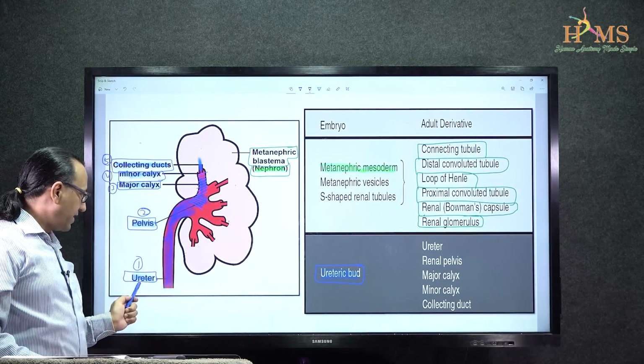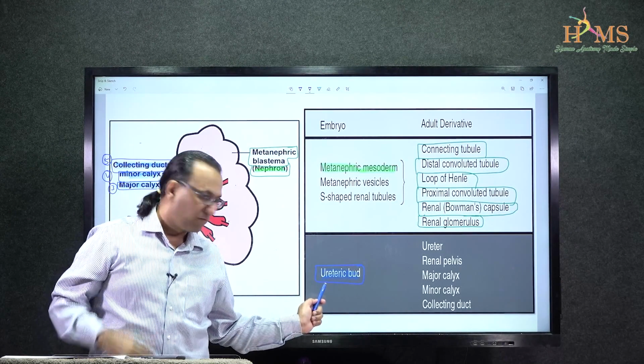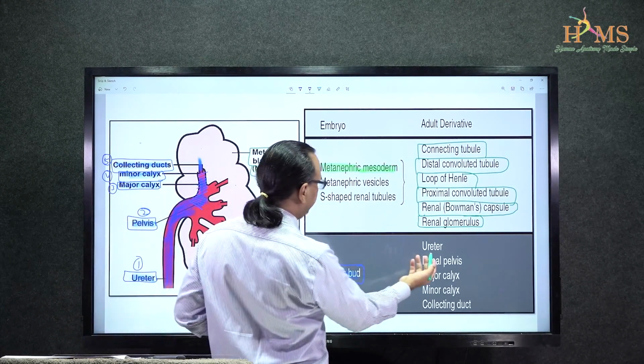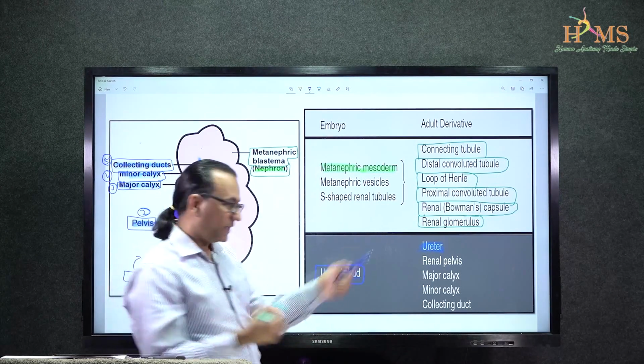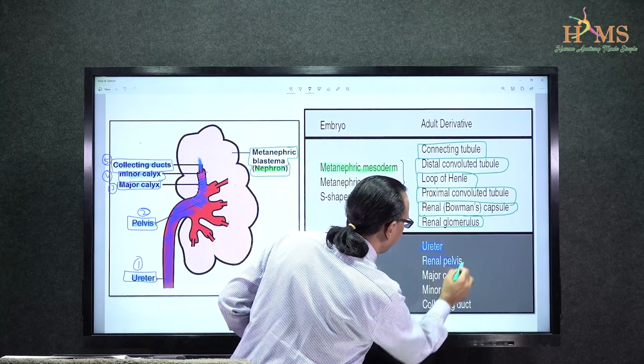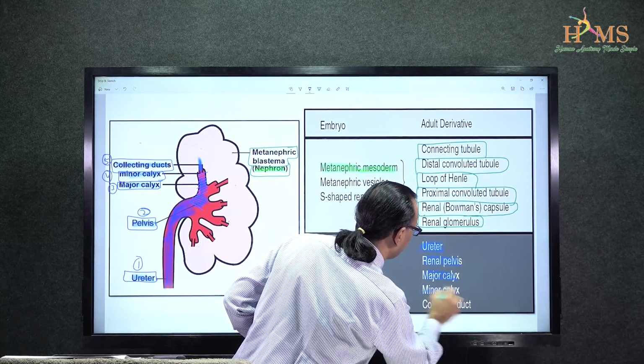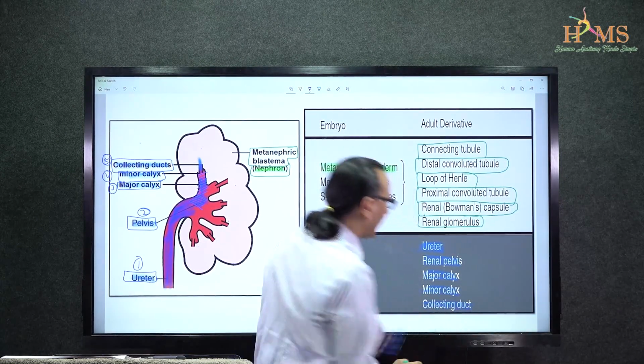The 5 derivatives of ureteric bud. You can revise them again. Number 1 is the ureter, ureteric bud giving ureter. Number 2, renal pelvis. Number 3 is the major calyx. Number 4, minor calyx. And number 5, the collecting ducts.